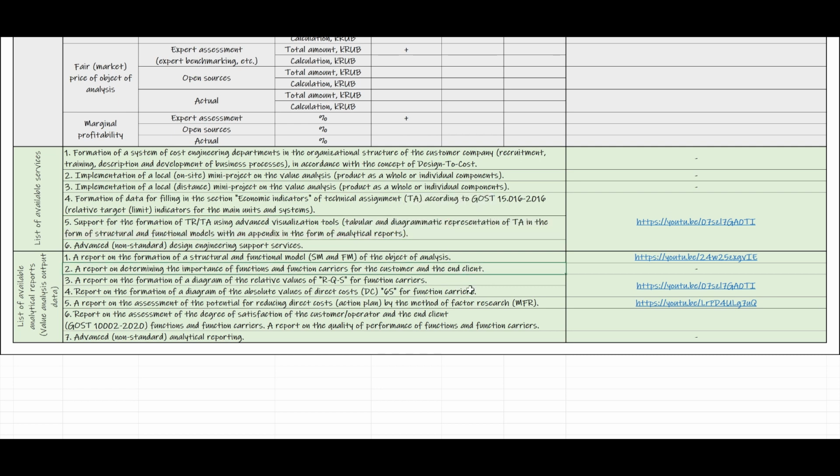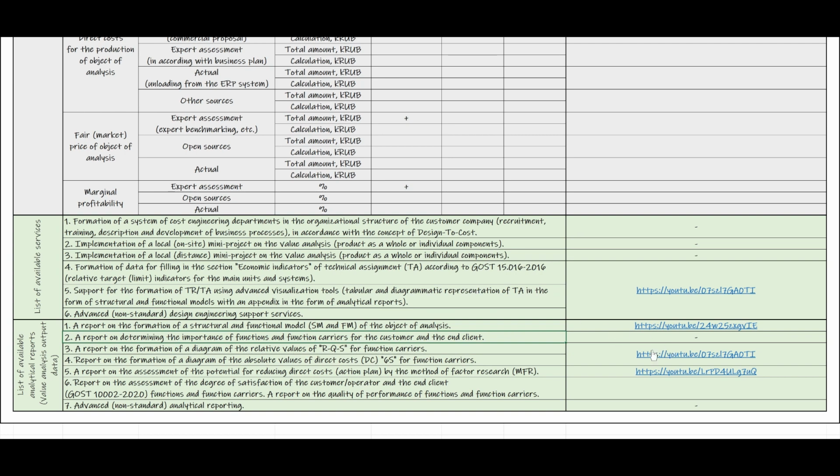The essence of filling the section of economic indicators of the technical assignment according to GOST 15016 is to introduce relative target limit indicators for the main units and systems into the technical assignment. An example of filling in this section of the technical assignment was reviewed by us in issue number 10 of the training course. In the section List of available analytical reports, the reports that can be generated at the request of the customer are listed within the list of the available services.